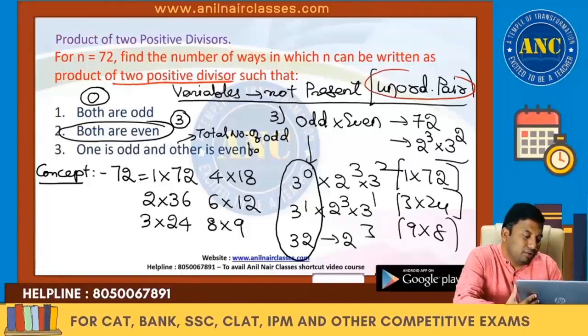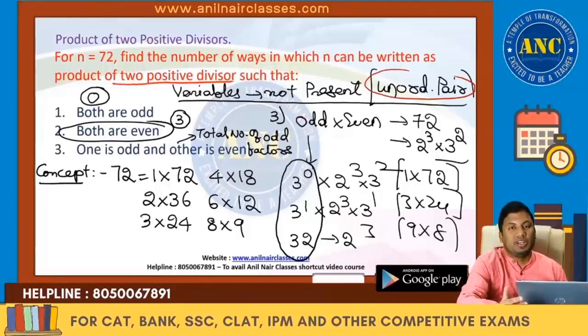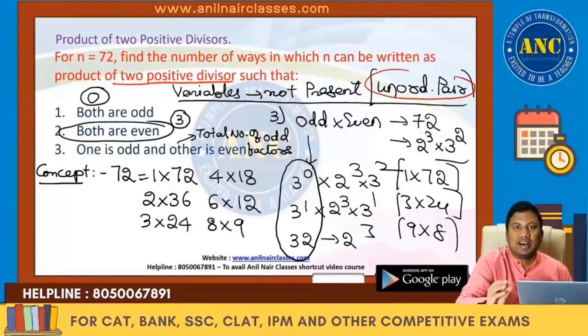Very easy if you know the concept. If you don't know the concept, you will say that this question is difficult. Most of the students only study the basics and they expect the questions to come from basics, right? You have to know from basics and you have to go to the advanced level. Both are odd, not possible. Odd into odd can never be an even number. First option it is 0.